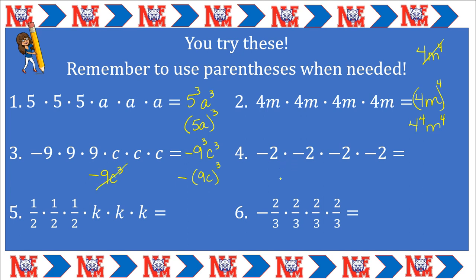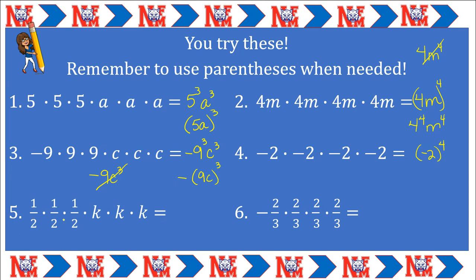Okay, and number 4, the negative is included, so we're going to say negative 2 to the fourth, making sure you use parentheses. Number 5, we're dealing with fractions, so remember the 1/2, the whole fraction is your base, so we will need parentheses for this.